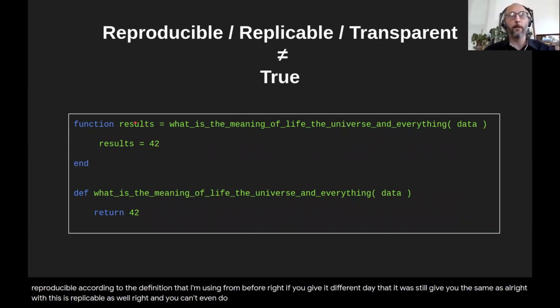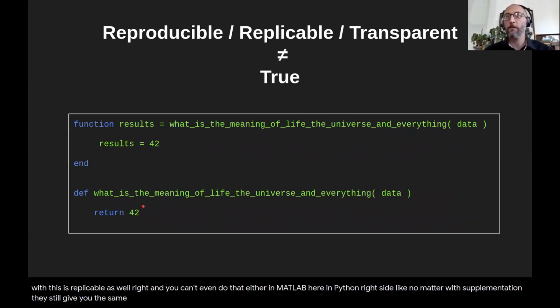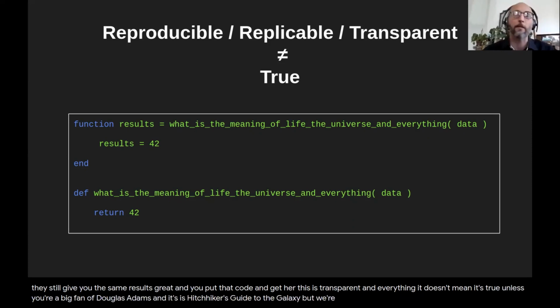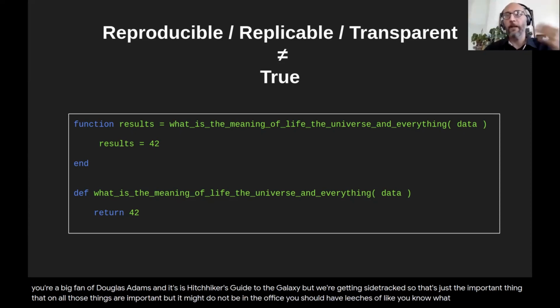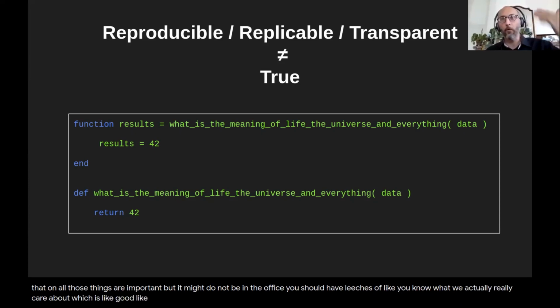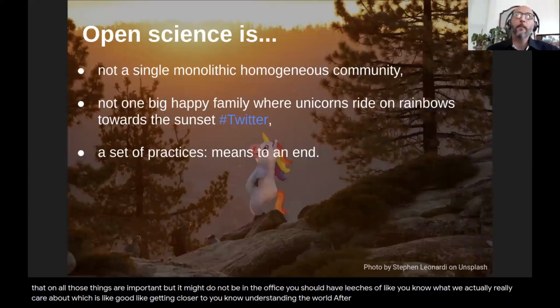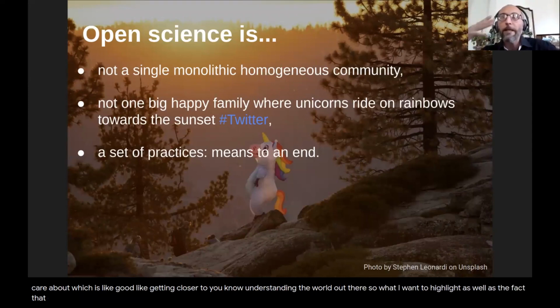And you can even do that either in MATLAB here or in Python. So no matter which type of implementation, this still gives you the same results. This is great. And you put that code on GitHub, this is transparent and everything. It doesn't mean it's true, unless you're a big fan of Douglas Adams and his Hitchhiker's Guide to the Galaxy, but we're getting sidetracked here. But that's the important thing: all those things are important, but they might still not be enough to lead to what we actually really care about, which is getting closer to understanding the world out there.